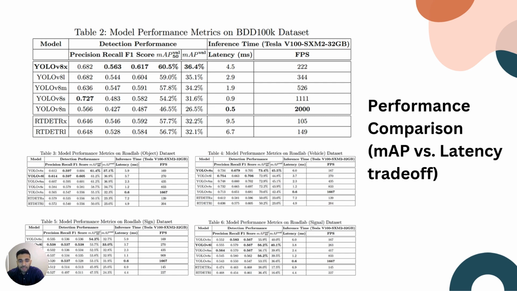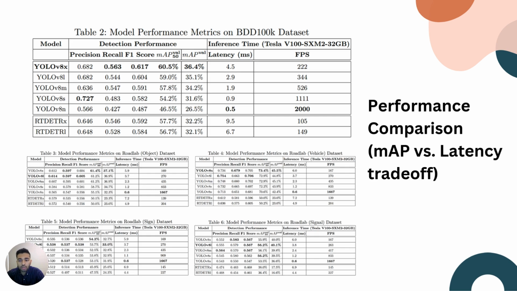Coming to the second part of the results, the mAP versus latency trade-off. So let's observe that for the BDD 100K dataset. We can see that YOLOv8X demonstrates superior efficiency, achieving 36.4% mAP at only 4.5 milliseconds latency. So we are basically looking for a model with a higher mAP value and lower latency, because we want to evaluate better at a faster pace, right? So that is exactly what YOLOv8 does. It achieves a mAP of 36.4 at 4.5 milliseconds, but RT-DETR just achieves 32.2 mAP at 9.5 milliseconds. So clearly YOLO is better in this one.